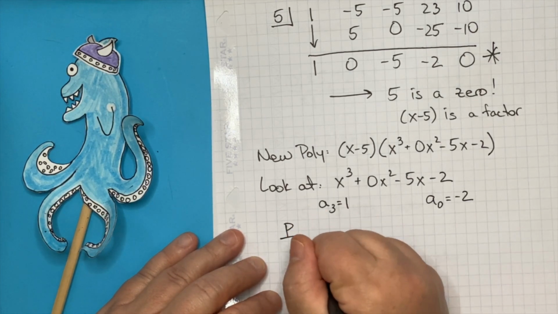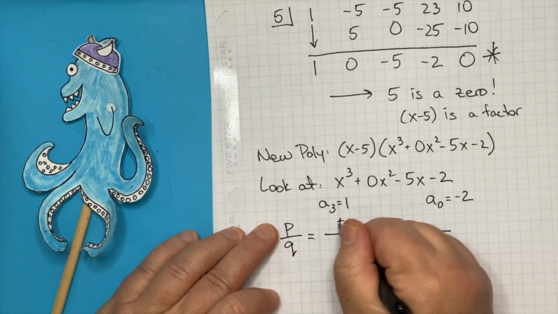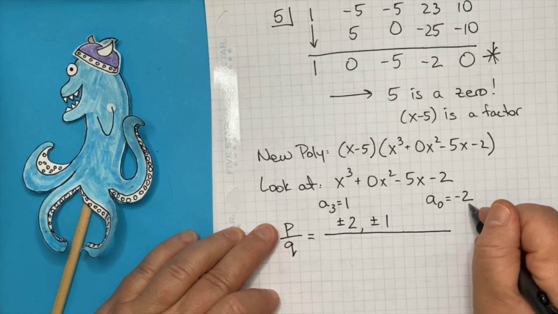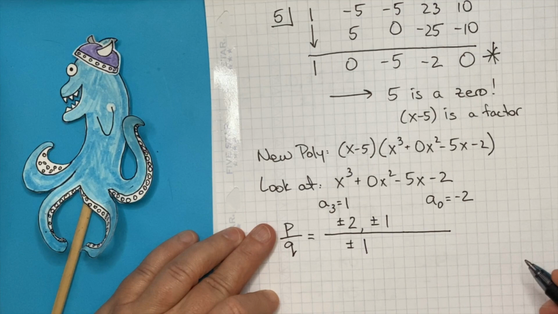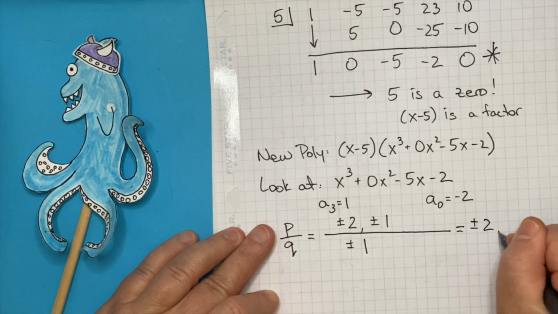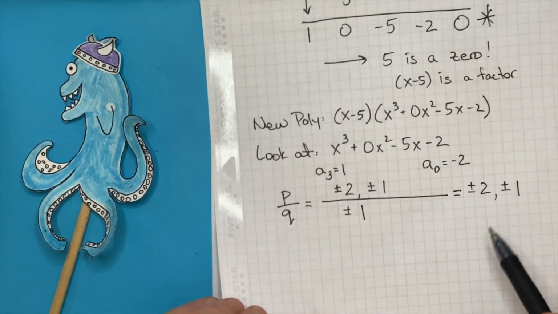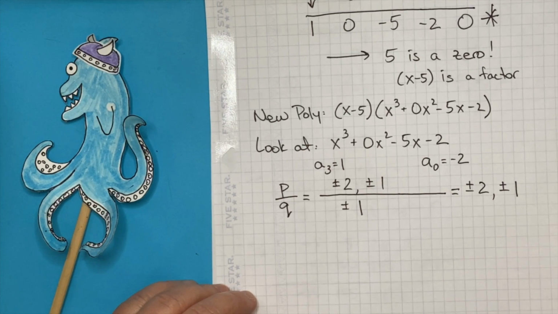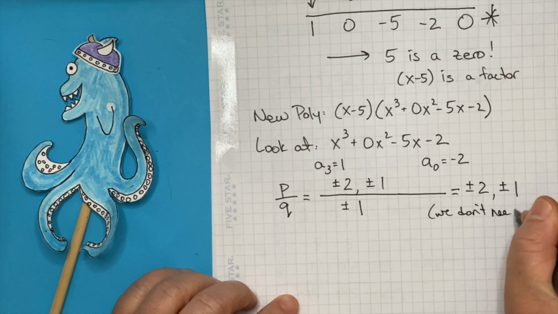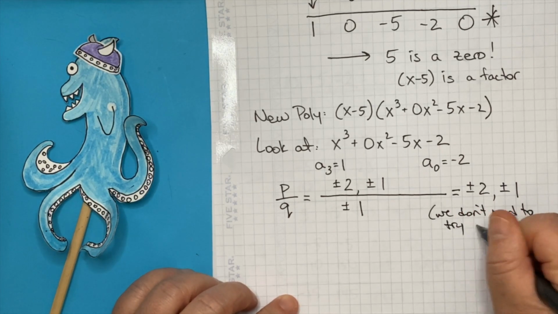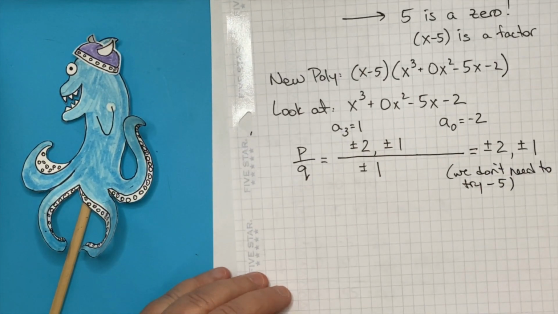So if we look at our P over Q, remember, A naught goes on top. That's plus or minus 2 or plus or minus 1, right? Those are the numbers that go into negative 2. A3 is just 1, so we got plus or minus 1. Notice we have eliminated negative 5 as a possibility. It won't work in this one, so we don't even have to try negative 5. Okay, so we got plus or minus 2, plus or minus 1.